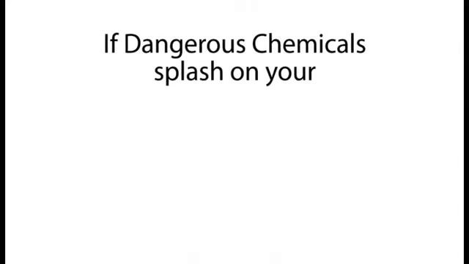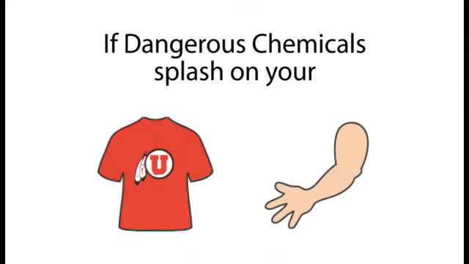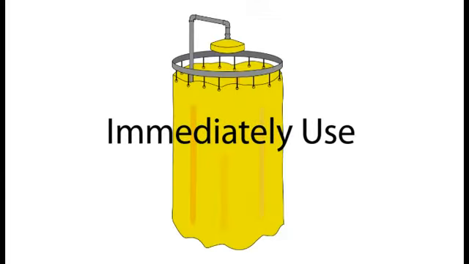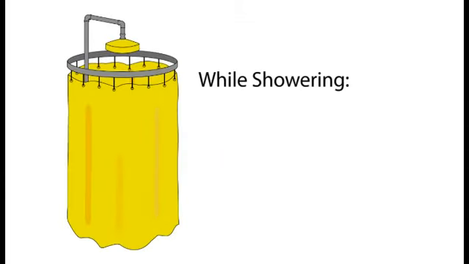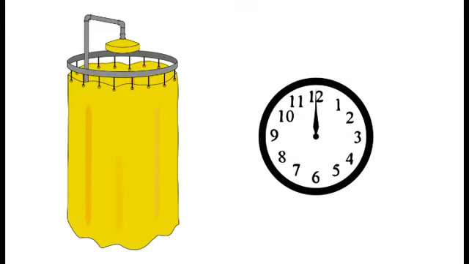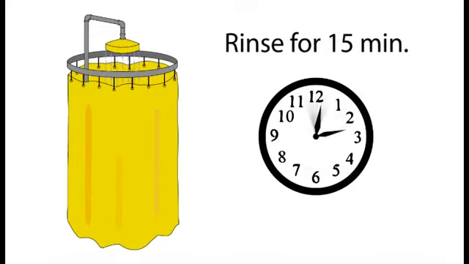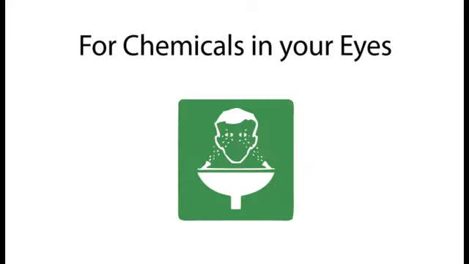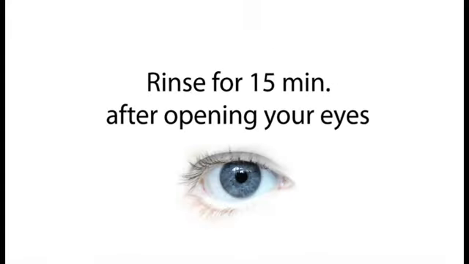If dangerous chemicals splash on your clothes or skin, then immediately use the chemical shower. While showering, remove affected clothing and have your buddy summon appropriate medical assistance as soon as possible. Be sure to rinse for at least 15 minutes. For chemicals in your eyes, use the eye wash station. Rinse for at least 15 minutes after opening your eyes.